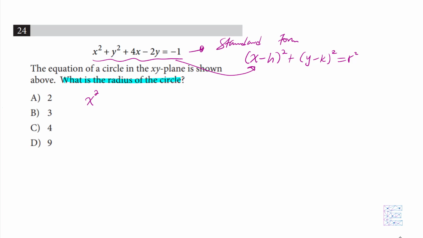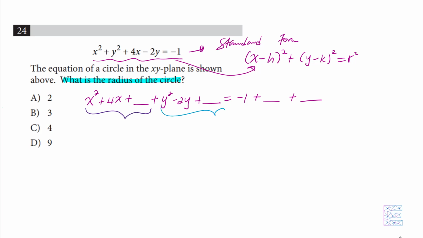So we have x² + 4x, and then we want to leave a blank. And then we'll continue with the other variable, which is y. So we have y² - 2y + blank = -1. Since we left blanks on the left side, we have to leave those same blanks on the right side to keep things in balance. So now notice we have a quadratic equation right here. In fact, we have two of them. That's the first one. This is the second one.